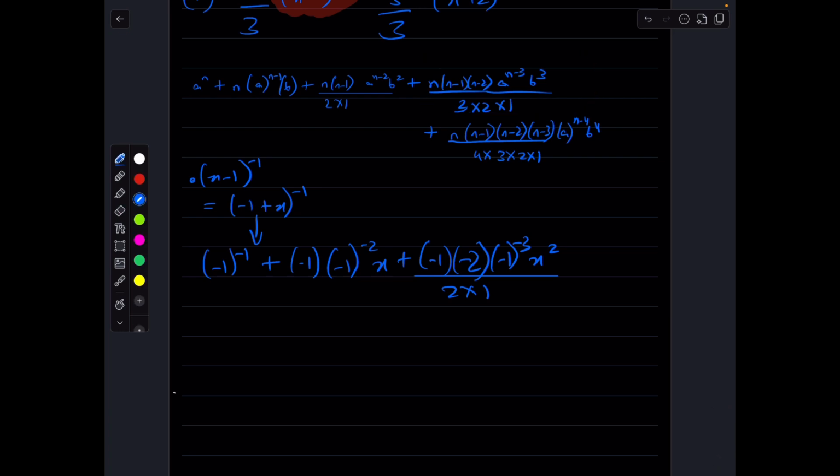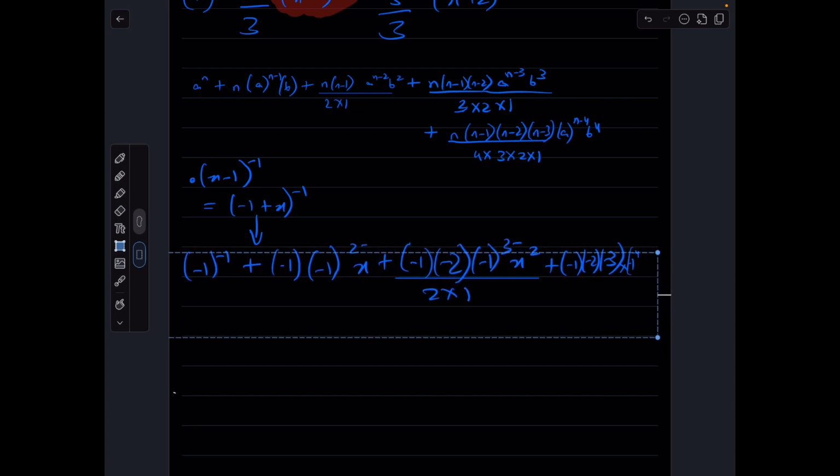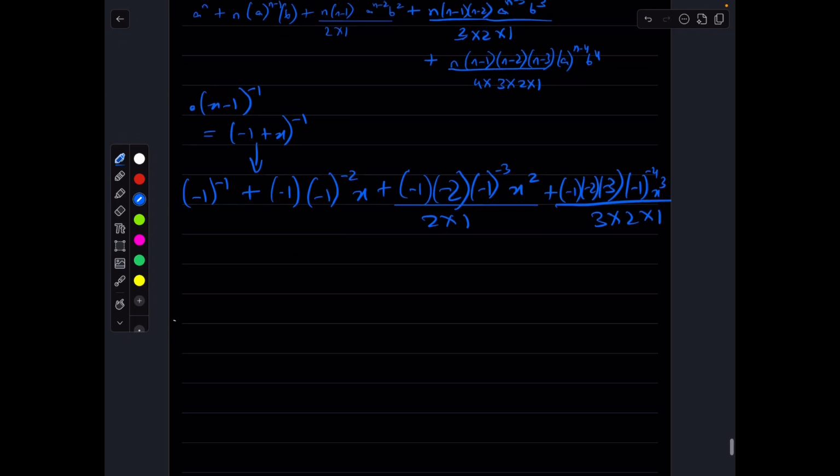So I still have minus 1, minus 2 and minus 3 into minus 1 to the power minus 4. I'll just shorten things up a bit. Alright, so this is what I have. Alright, so I have minus 1 to the power minus 4 and x cube over, since this is nC3, 3 into 2 into 1. I'll simplify each of these separately.